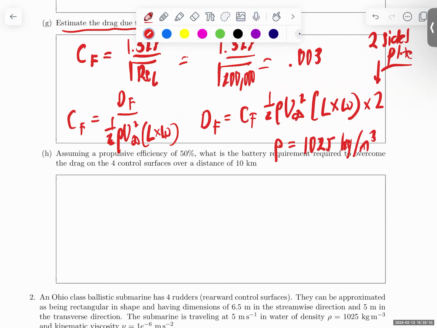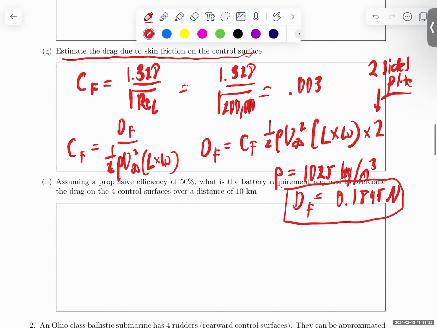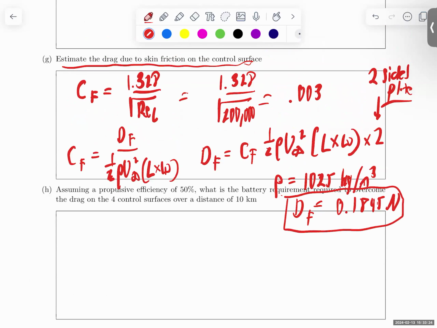We have everything we need. I'm running out of room here, I apologize, but we have DF is going to be equal to 0.1845 newtons. That's what I get when I put everything together. So this is the drag due to skin friction on that plate.